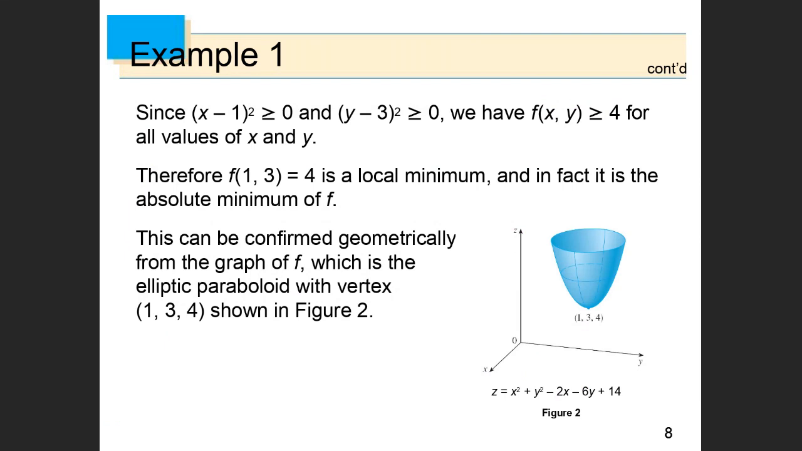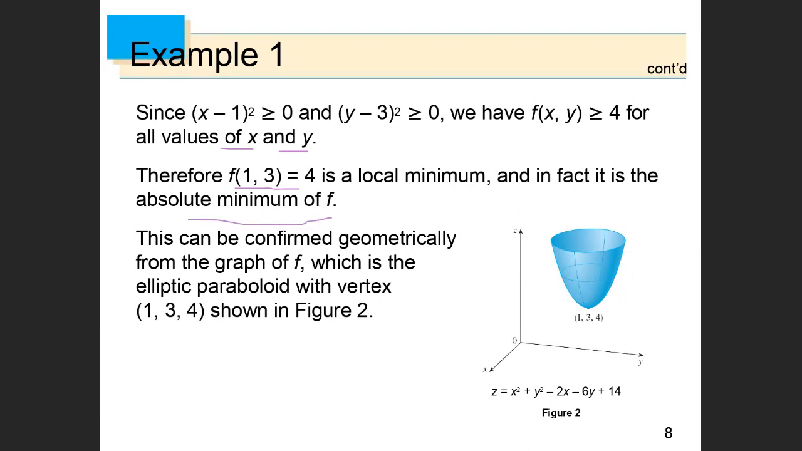So, in fact, this is a drawing of the function itself. You see it's concave up. And since (x − 1)² and (y − 3)² are both positive, we have f(x,y) greater than 4 for all the values of x and y. Therefore, f(1,3) = 4 is a local minimum, and in fact, it is the absolute minimum.